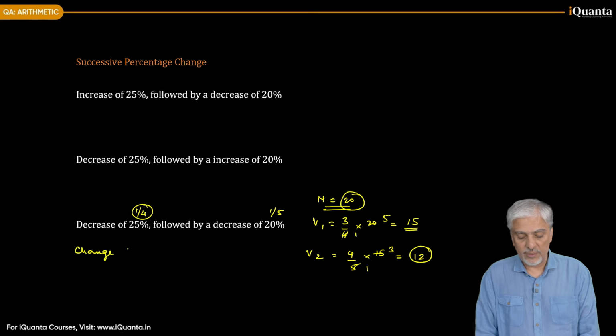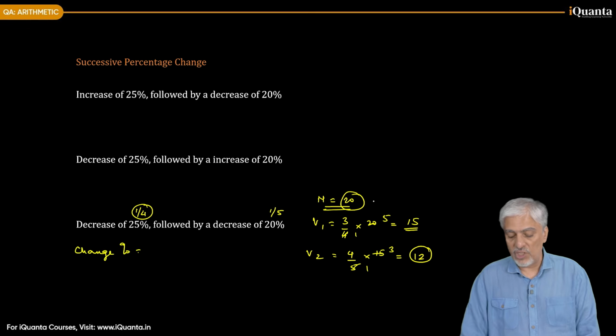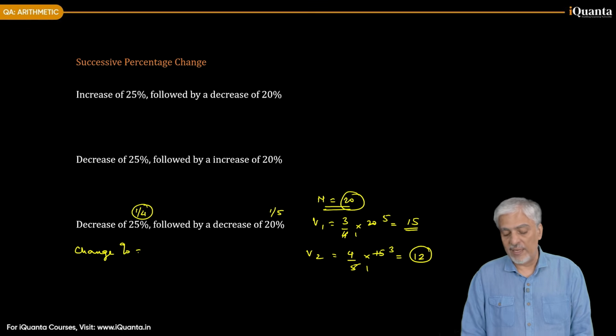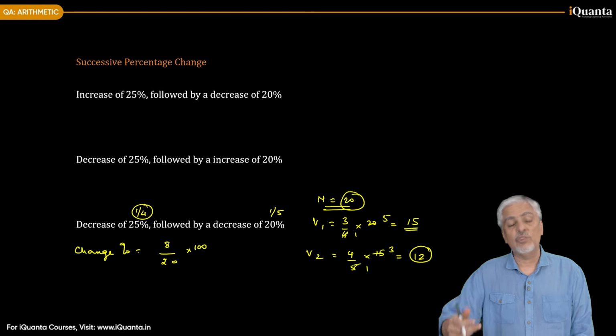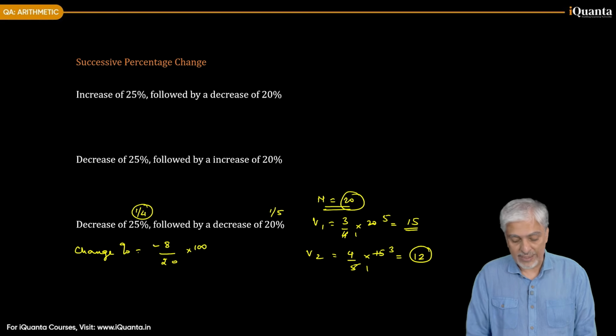Percentage change. Change upon original. 20 minus 12, change is 8. Upon original is 20, into 100. But remember, this time the change is negative because from 20 it is becoming 12. So the change is negative. 20 ones are 20, 5 twenties are 100, so it is negative 40%.